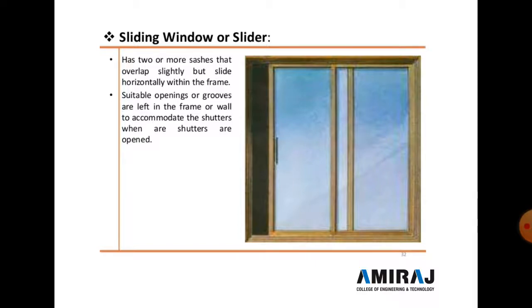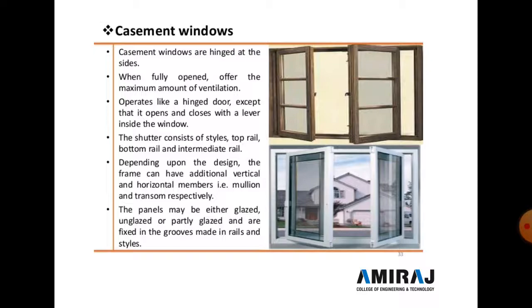Now the next type of window is a casement window. A casement window is hinged at the side. Here the hinge is provided at the side face of the shutter, and this hinge is fixed in a frame. When fully open, it offers the maximum amount of ventilation. Here the window shutter is fully open, all three windows are easily open, no overlapping is done and no single window is closed.